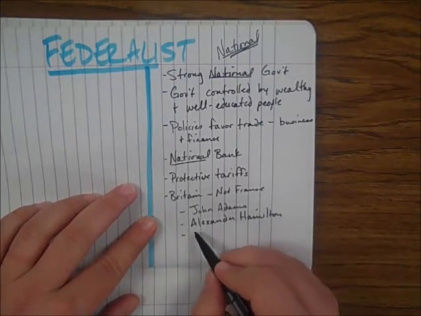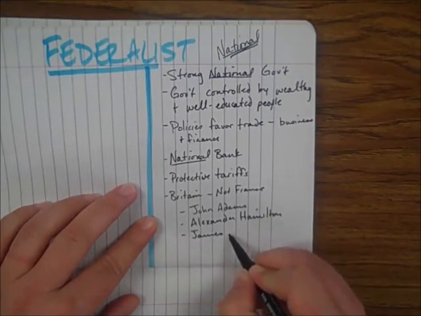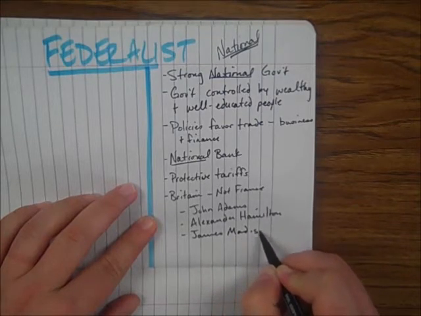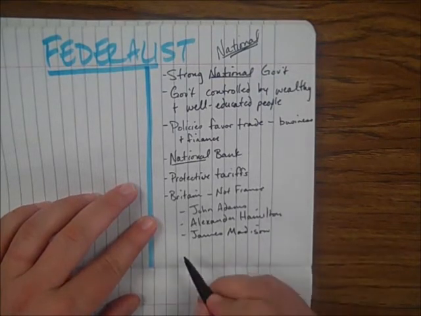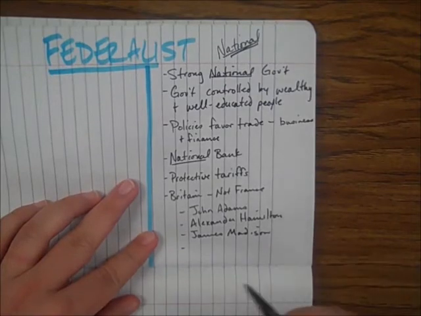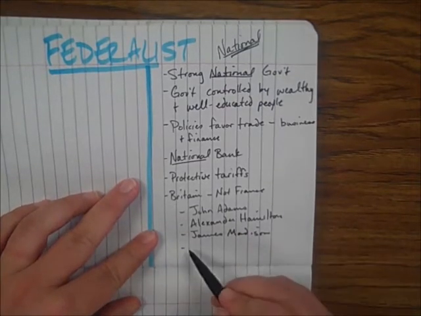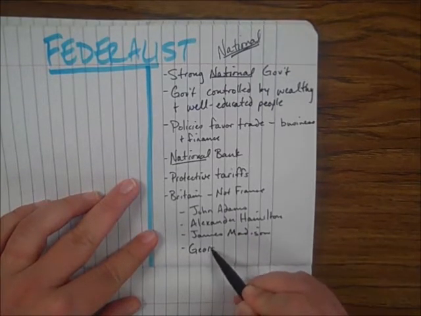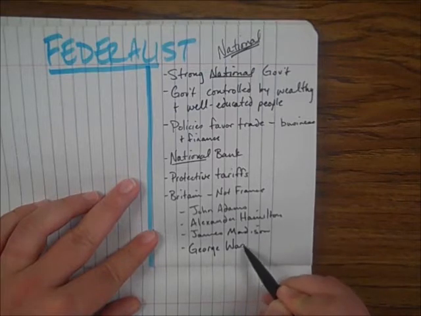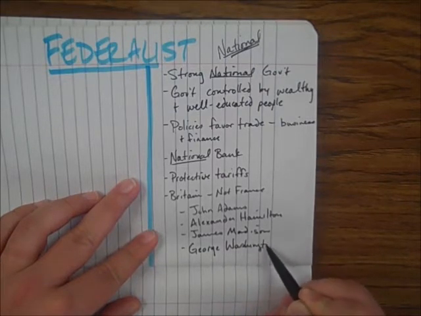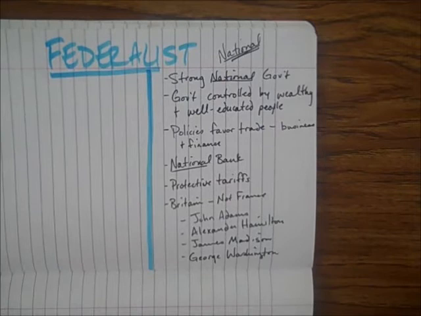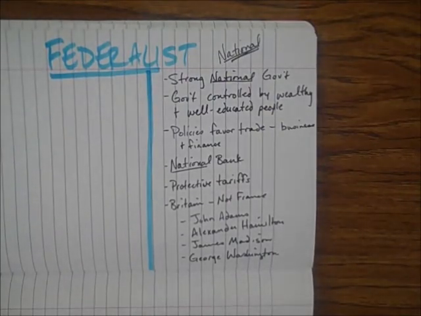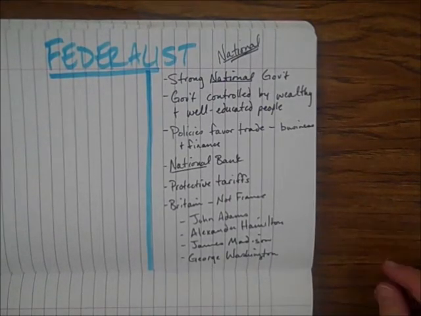And James Madison. Maybe one of the most famous that I don't know if you really knew he was a Federalist was George Washington. Okay, George Washington.